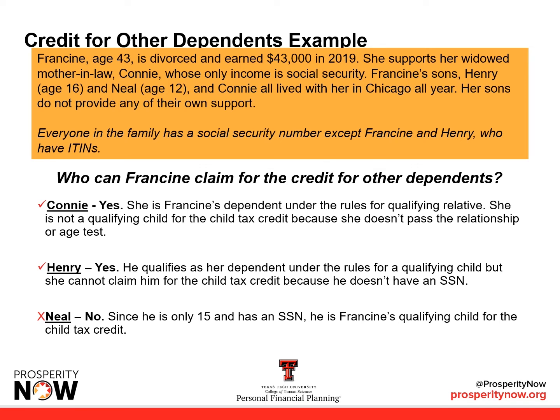She can claim Connie, as she is Francine's dependent under the rules for qualifying relative. She is not a qualifying child for the child tax credit because she does not pass the relationship or age test. Henry qualifies as her dependent under the new rules for a qualifying child, but she cannot claim him for the child tax credit because he does not have a Social Security number. And she cannot claim Neil for the credit for other dependents. Since he's only 15 and has a Social Security number, he is Francine's qualifying child for the child tax credit.